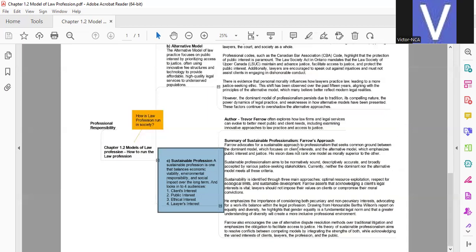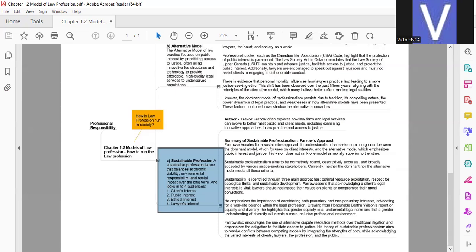And as we summarize, he talks about various aspects. He definitely advocates that there is a balance. He talks about public approach and public good. He also talks about that we cannot overlook the client's interest, whereas there is need for also looking at gender equality, where understanding of diversity will create a more inclusive professional environment.